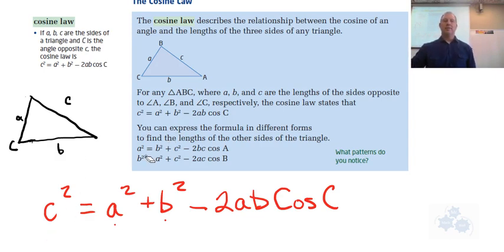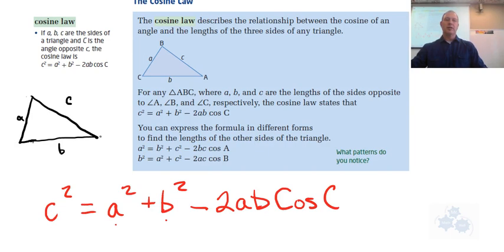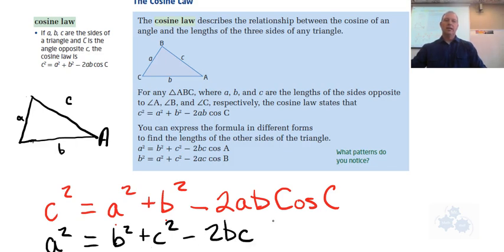So that's why they have the other iterations of this law. Because if you want to do it this way, watch this. If I want to find a, or if I'm given a, then it's like this. So a squared equals b squared plus c squared. So you always have the other two sides. Minus 2 what? bc times cos of what? A.